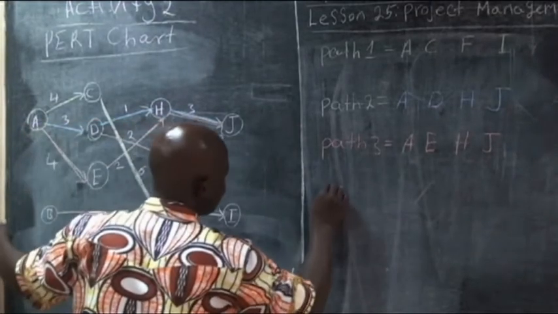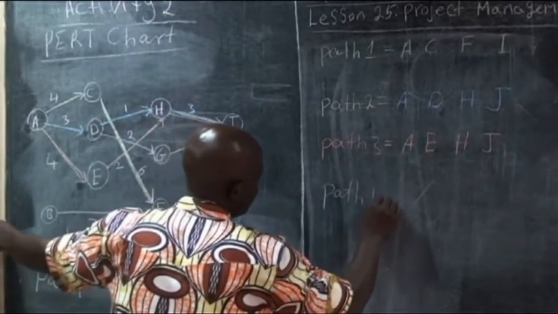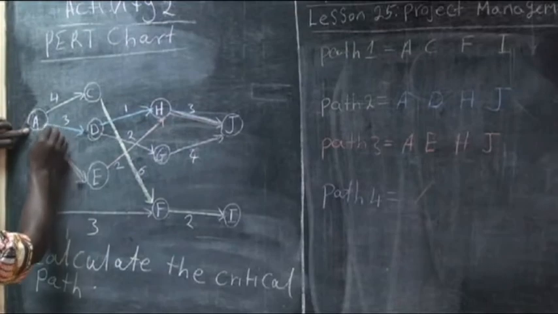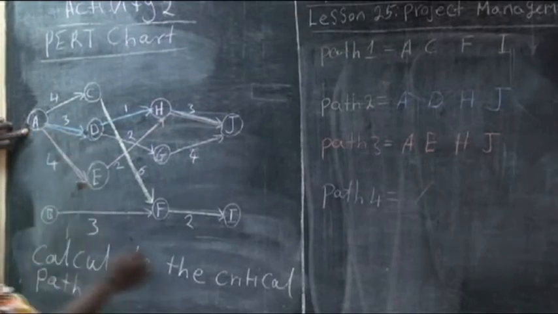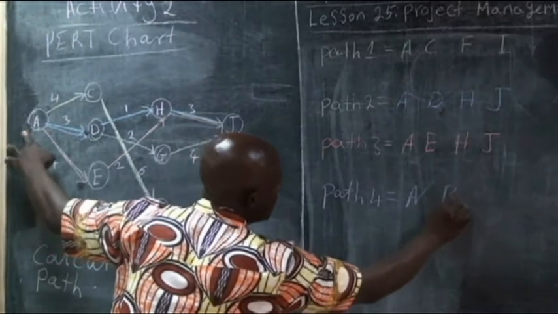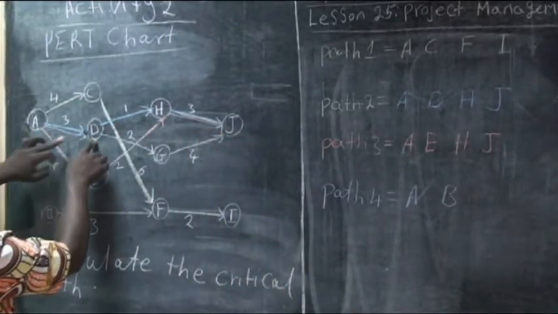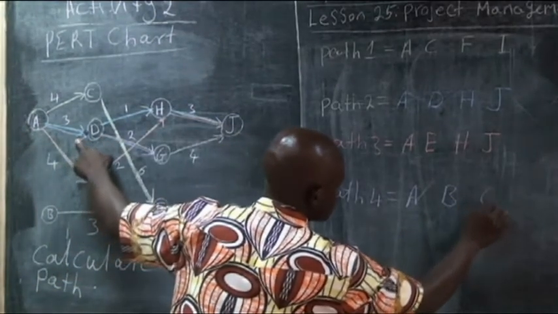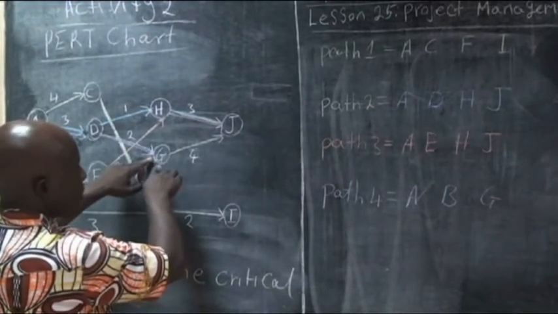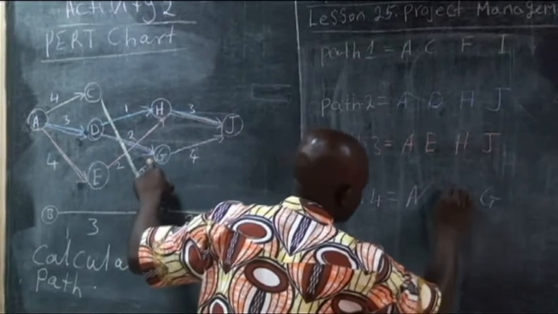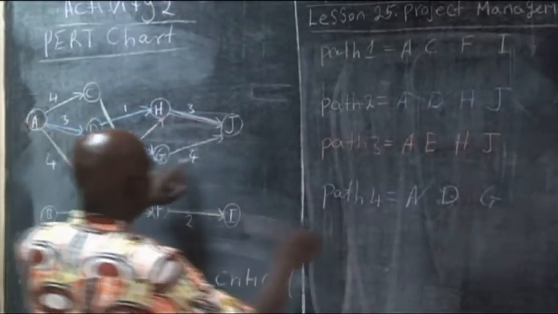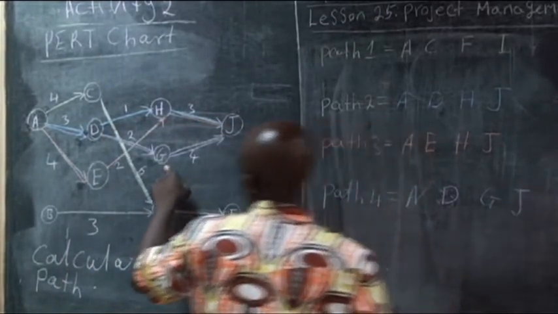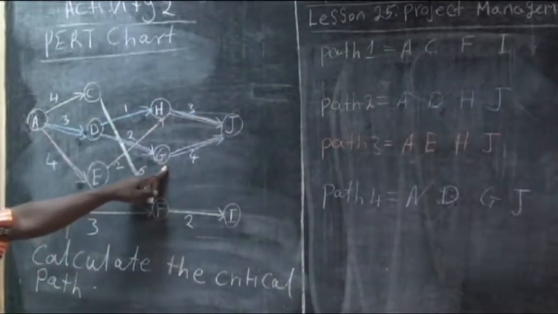Fourth path, path 4, we have A to Z, A, Z. From Z we have Z to G. From Z we move to J. That is it with our fourth path.